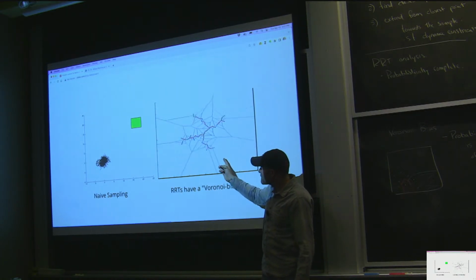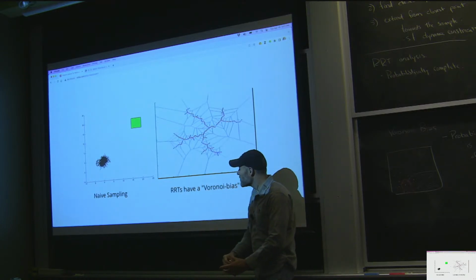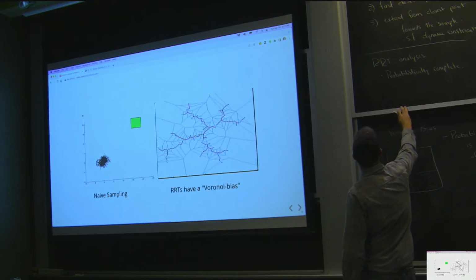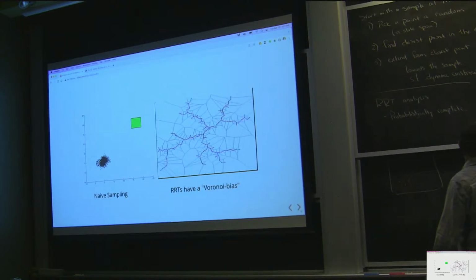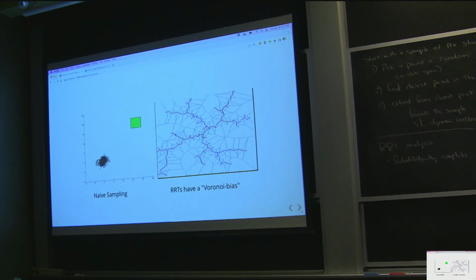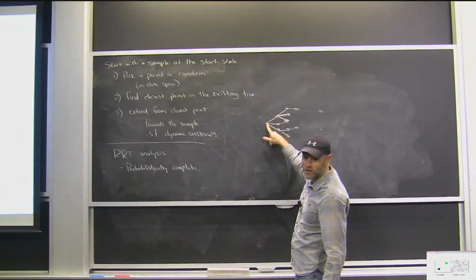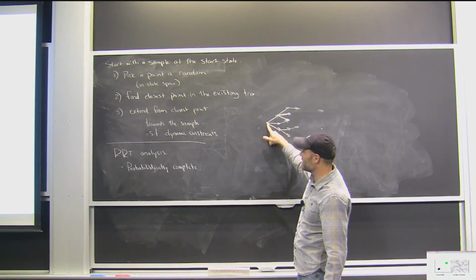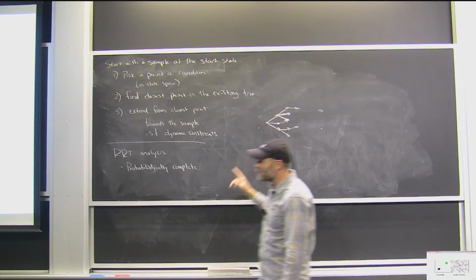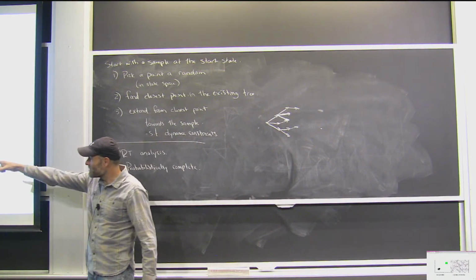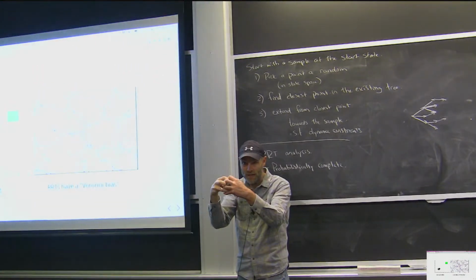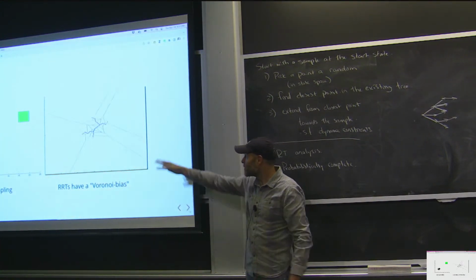And this doesn't come completely for free, right? So you would think a very similar algorithm would be: start with a tree, pick a random node on this tree, and then grow it in a random direction. That sounds like almost the same algorithm, okay? But it ends up with this naive sampling.